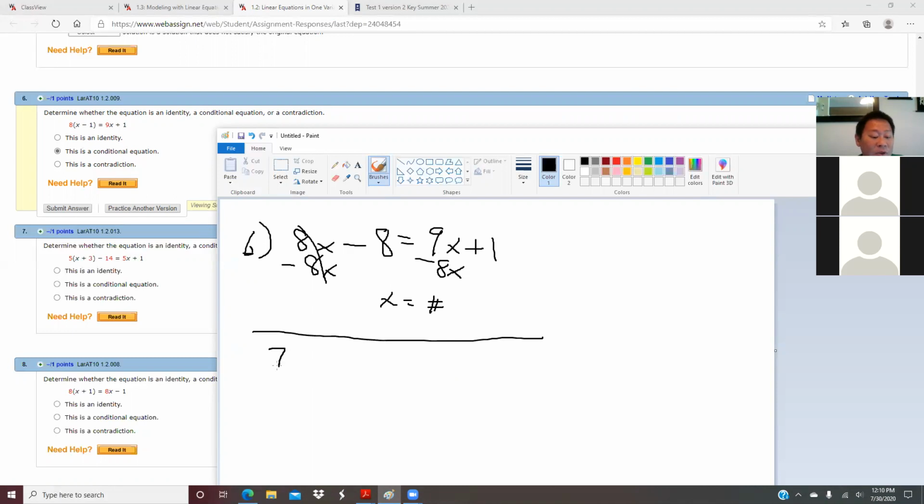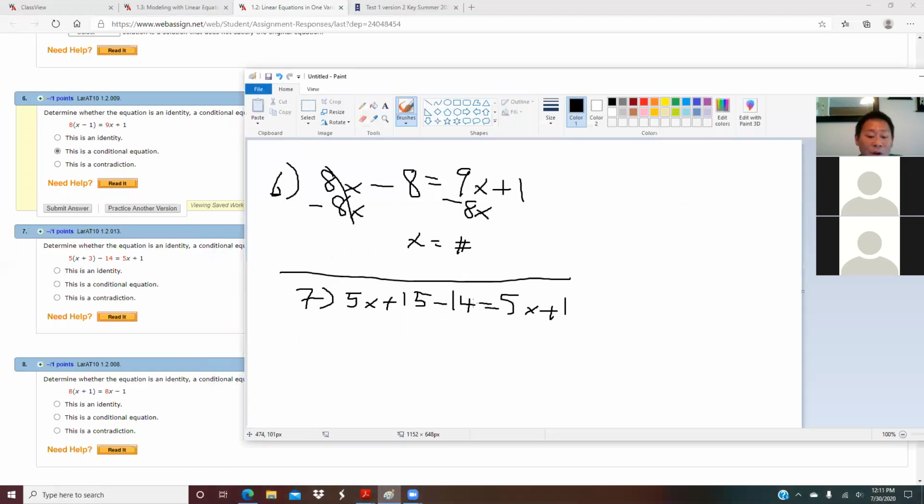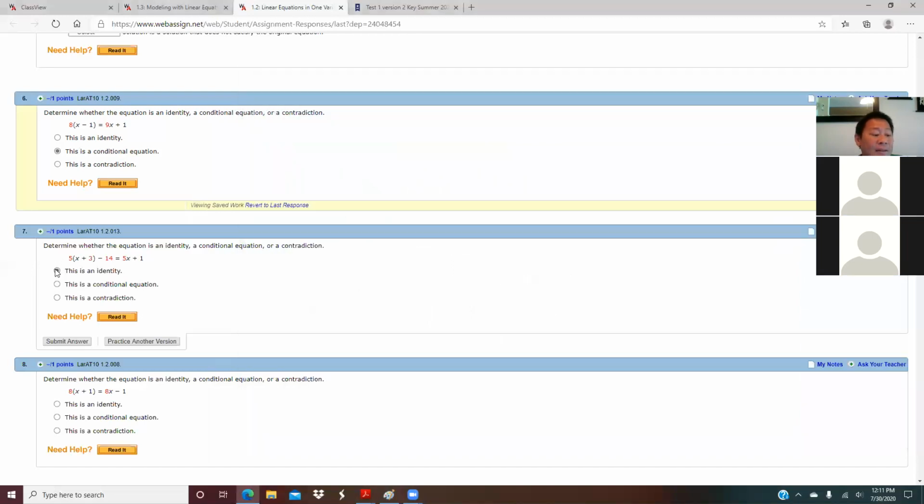For number 7, you also solve it. So what we do is we distribute the 5 inside. So you will get 5x plus 15, and then minus 14, and this equals 5x plus 1. So in order for us to solve this, we have to combine the like terms here because these two terms are like. So you will get 5x plus 1, and you also get 5x plus 1. So you notice that when you do this, your left and your right are exactly the same. So we call this an identity.